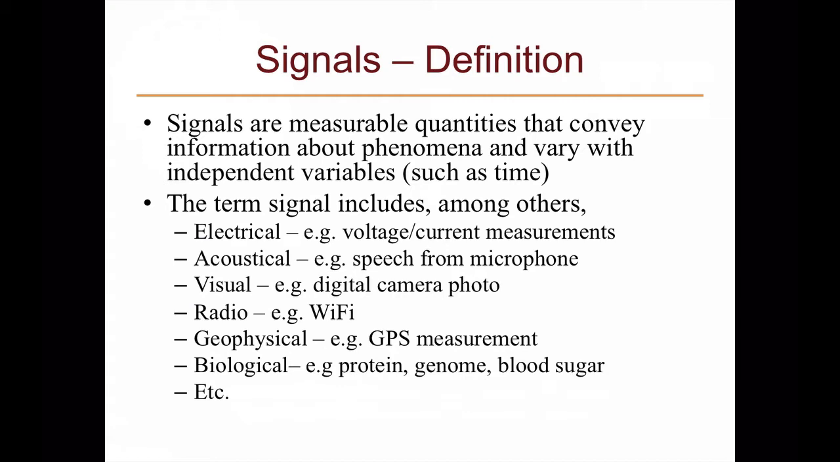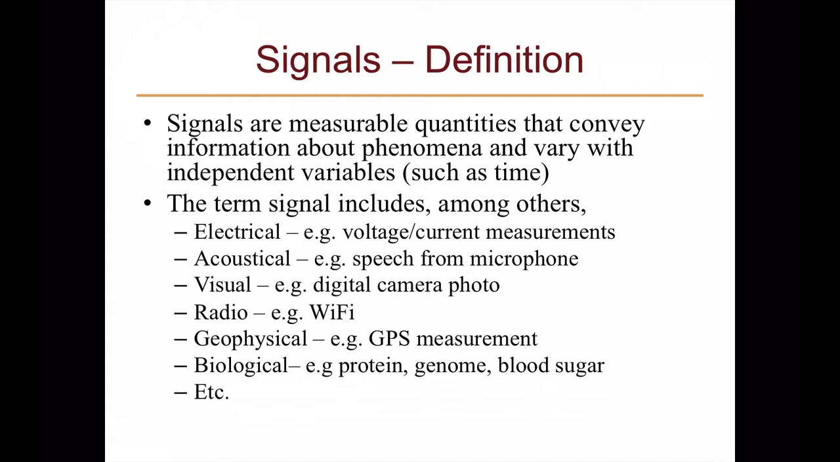For example, it can be an electrical signal if we are talking about voltage and current measurements. It can be acoustical if we are talking about speech from a microphone. It can be a visual signal if we are talking about a camera, the digital camera photo. It can be a radio signal, like Wi-Fi or radio waves, or digital TV. You may have heard of the digital TV phenomenon earlier. It can be geophysical like GPS measurements, or biological like protein or blood sugar measurements.